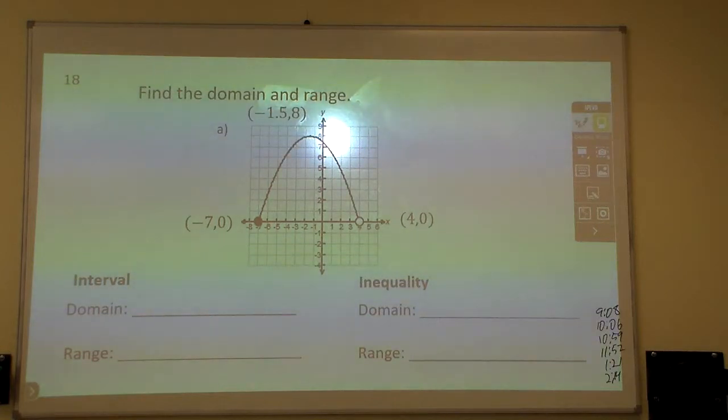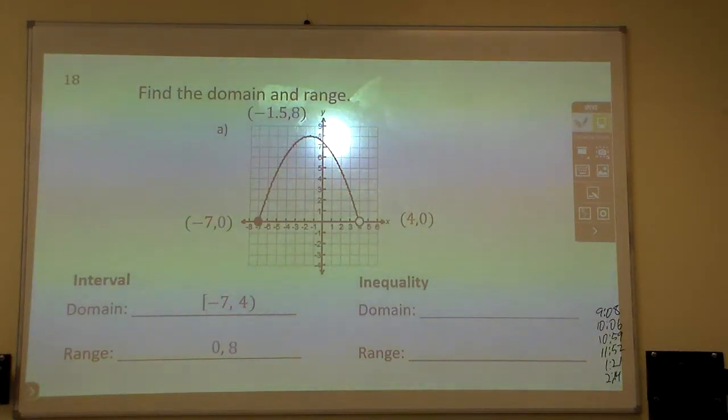Got it? So my domain is still the X's. I wrote down -7 and 4. Now the question is, is -7 a bracket or a parentheses? Right. It's a bracket, it's colored in, and the 4 is a parentheses. Now y'all, what are my smallest numbers? And this one's a trick one. Y'all, 0 is the smallest, but here's the question.